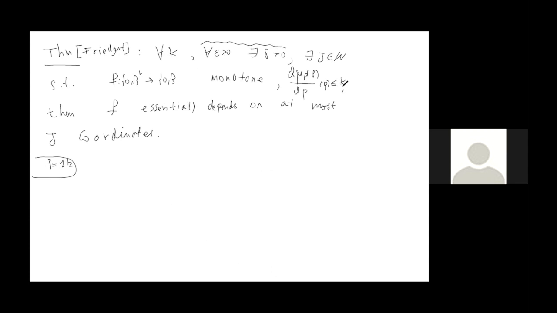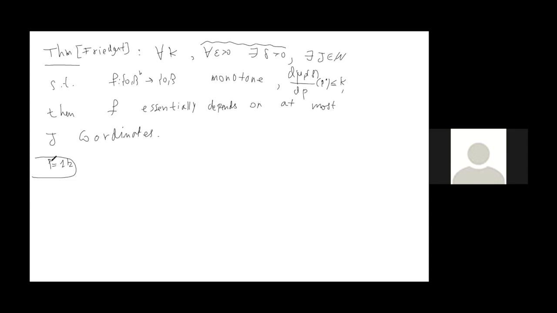Yeah, it's a bit confusing, the notation, but it's okay. I mean, I think you understand. Maybe you should call it P naught or something. Okay, good. Yeah. So we have this P naught, which is the P that we care about. Let's say half. Then if your derivative is small, then you essentially depend on at most j coordinates. So this is the informal version.